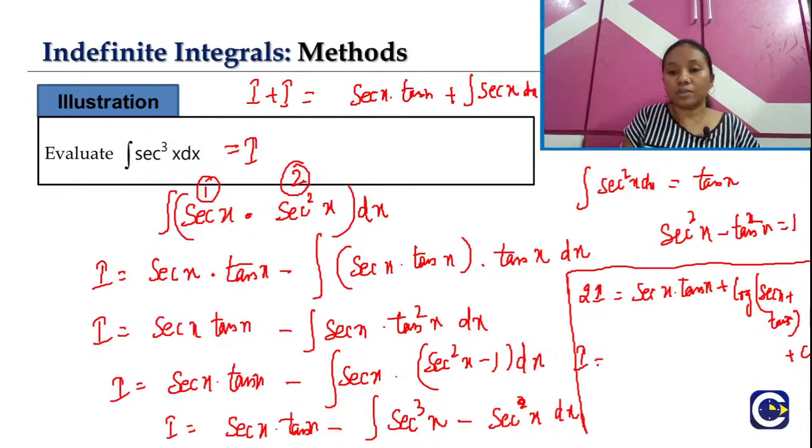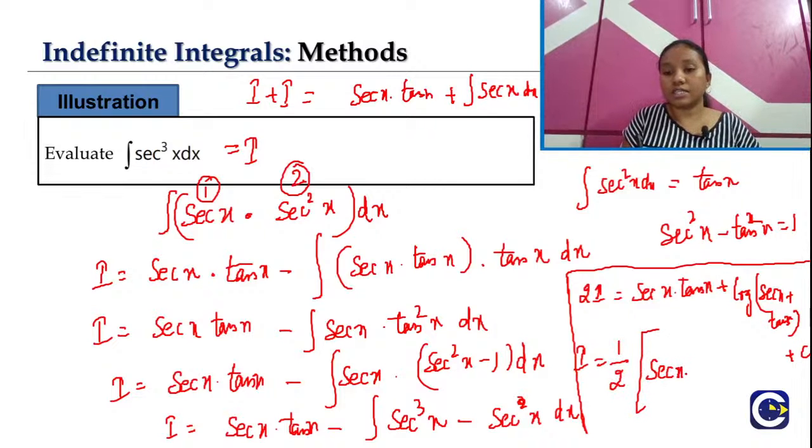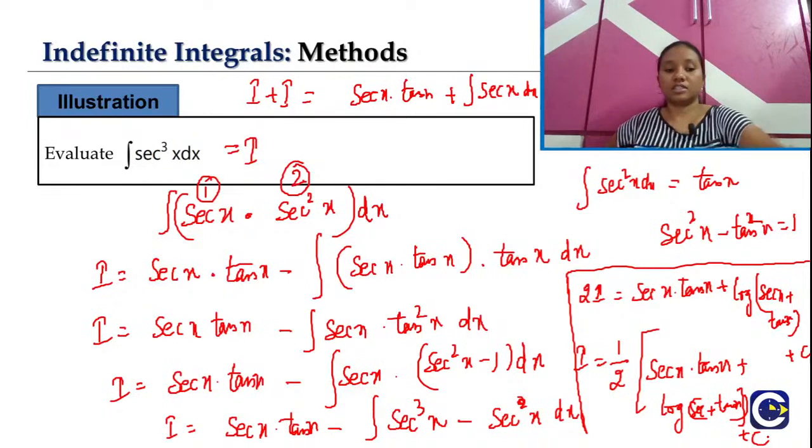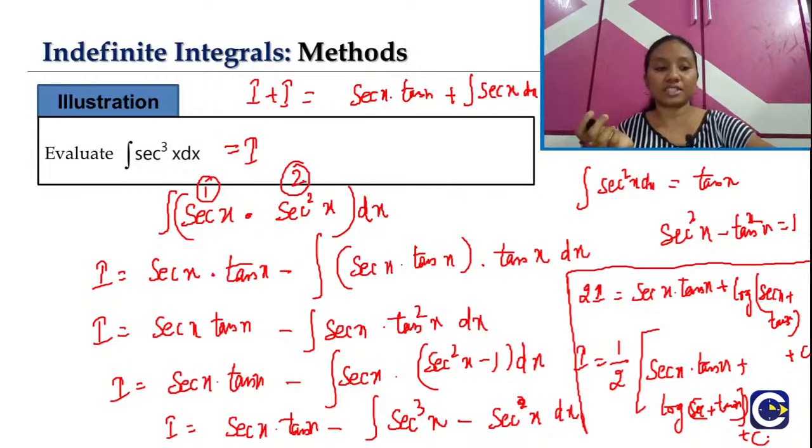So now I want to get my integration for I. So I will be equal to, 2 will go to the other side, so 1 by 2 into secant x tan x plus log of secant x plus tan x, and to the whole constant c. Right. So this will be my answer here, and this is how we'll be solving these kinds of questions where we'll be having the secant cube x and all.